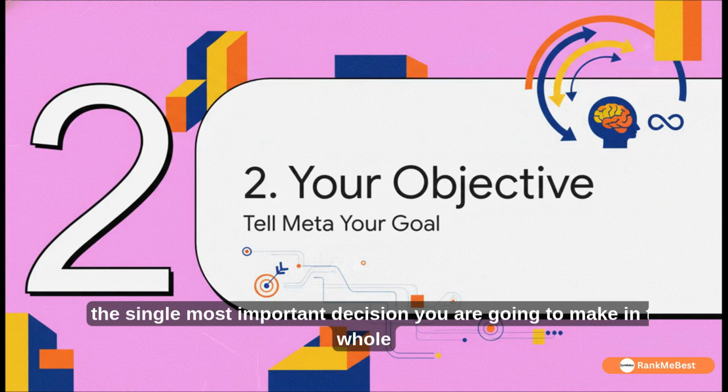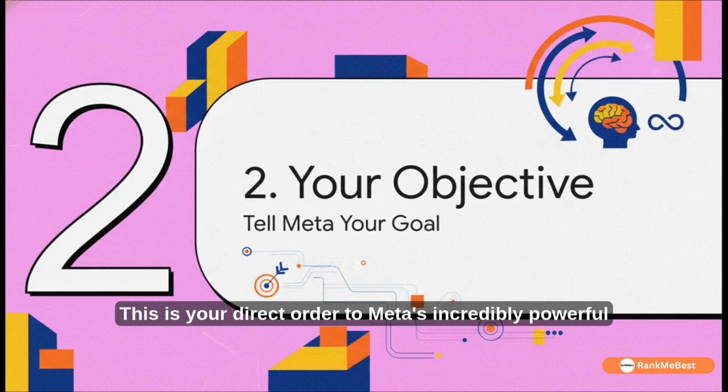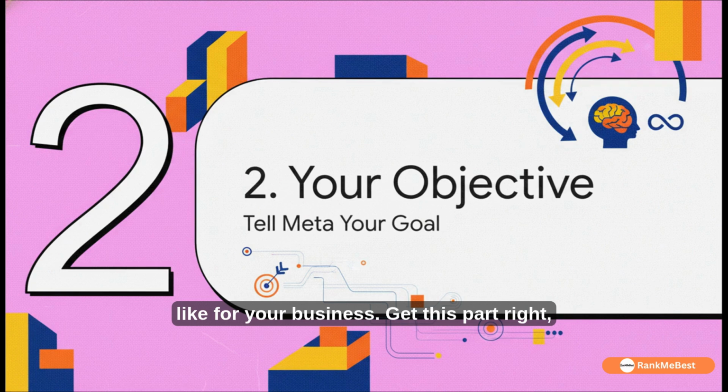All right, with our foundation in place, we get to what is, hands down, the single most important decision you are going to make in this whole process, and that is choosing your campaign objective. Now, this isn't just some label to help you stay organized. This is your direct order to Meta's incredibly powerful AI. You are literally telling the algorithm what success looks like for your business. Get this part right, and the AI becomes your best employee.